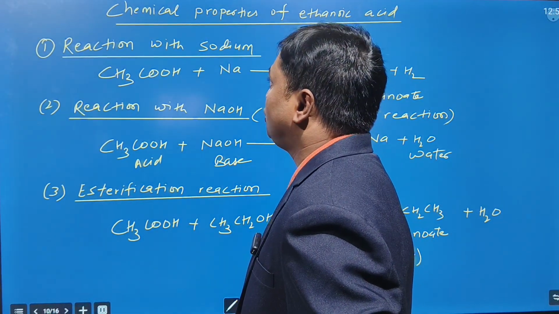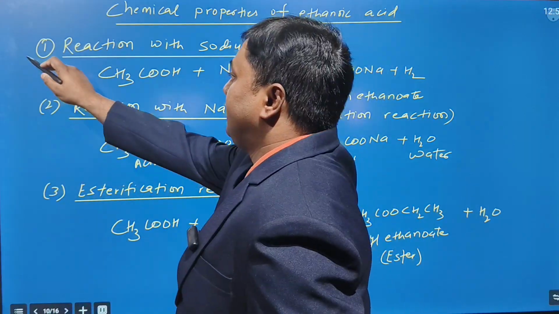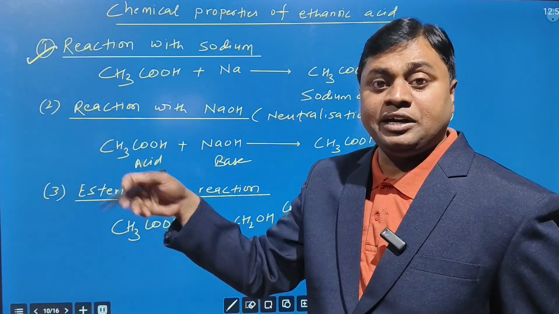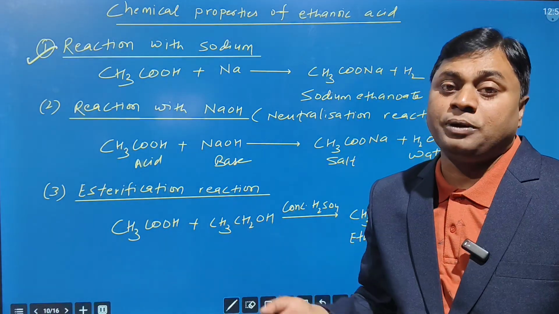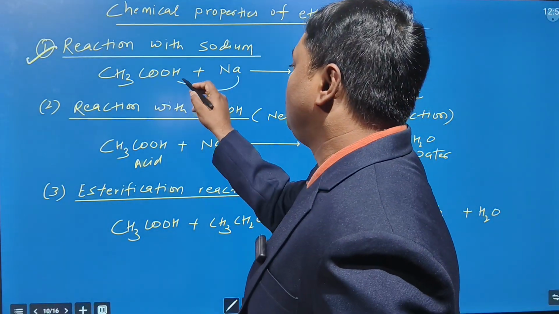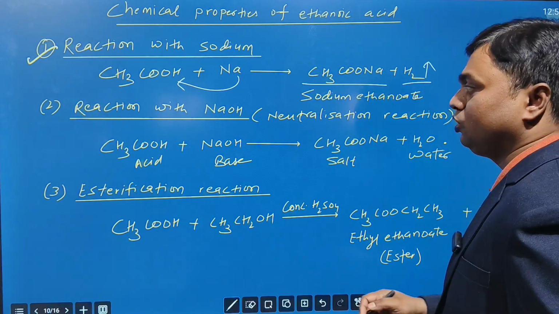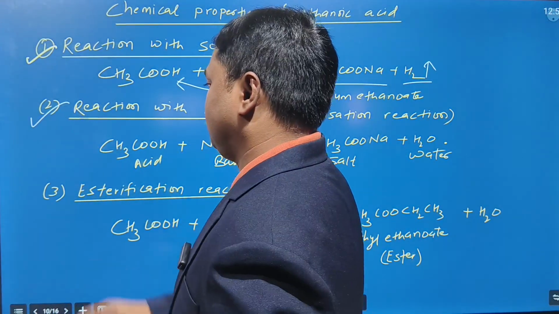Next one. When we talk about the reactions of ethanoic acid, let's discuss the reactions of ethanoic acid. Acid is there, means whenever an acid reacts with a metal, it gives you what? Salt plus hydrogen. Same thing here. It gives you salt, that is CH3COONa, plus hydrogen gas is liberated. Yes or no?